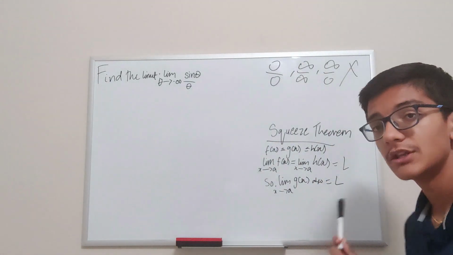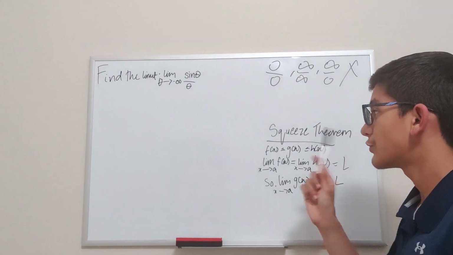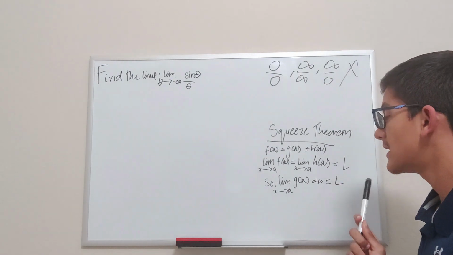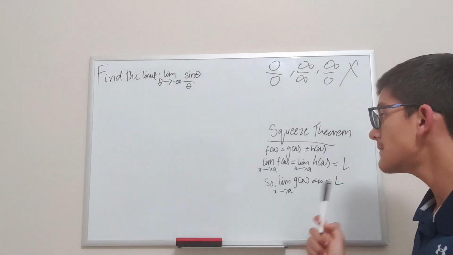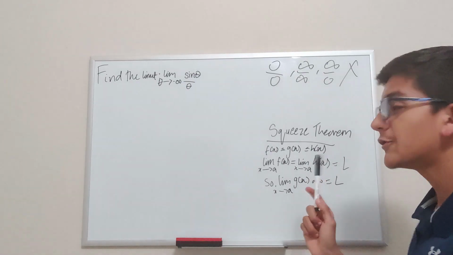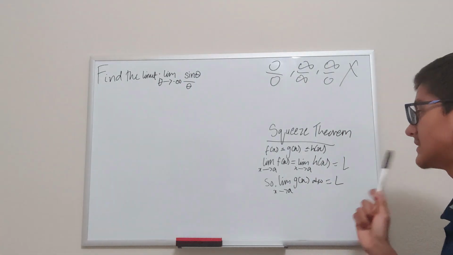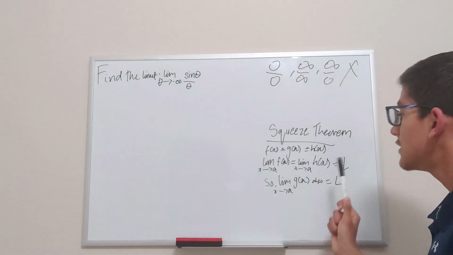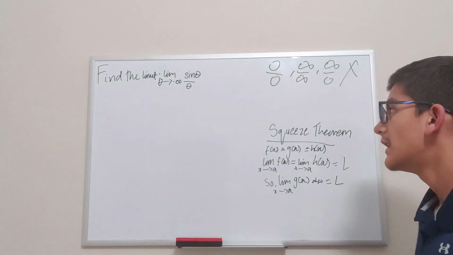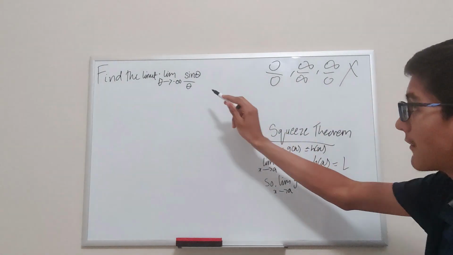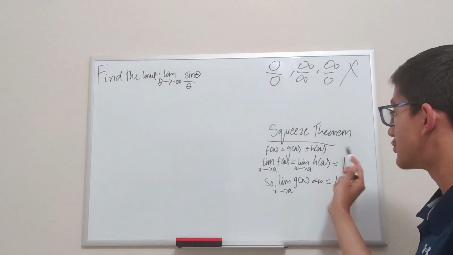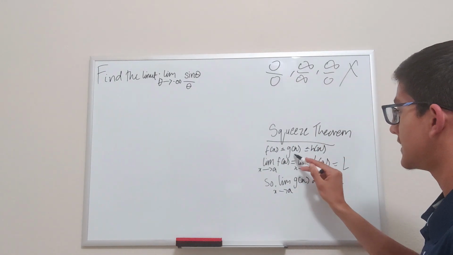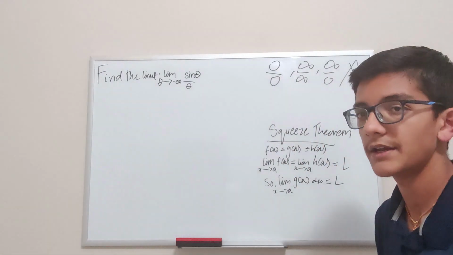squeeze theorem. The squeeze theorem states that for three functions, f of x less than or equal to g of x, which is less than or equal to h of x, if the limit as x approaches some a for f of x has an equal value to the limit as x approaches that same a for h of x, then the limit as x approaches that a for g of x will also equal that same value. So we basically want to put our sine theta over theta into three functions like this, and then find these two limits to find the limit of the middle one, which is our sine theta over theta.